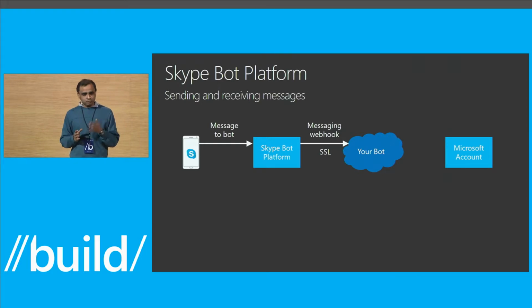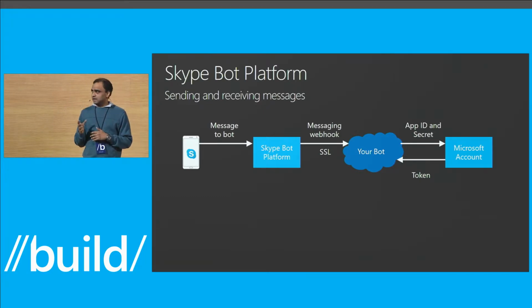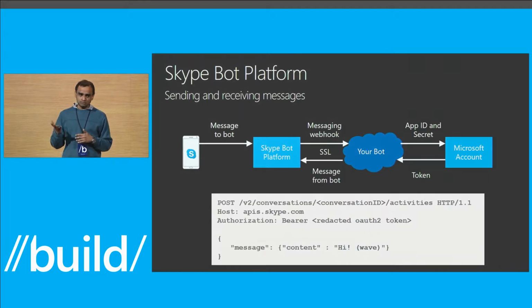So the first thing that your bot needs to do is to get an authentication token. It does this by presenting its app ID and secret to the Microsoft account OAuth provider, which in turn returns a token. A main aspect to note here is that this is the standard client credentials OAuth flow, so there's nothing new here. So now your bot gets the token, and the next thing it does is it invokes an API on the Skype bot platform.